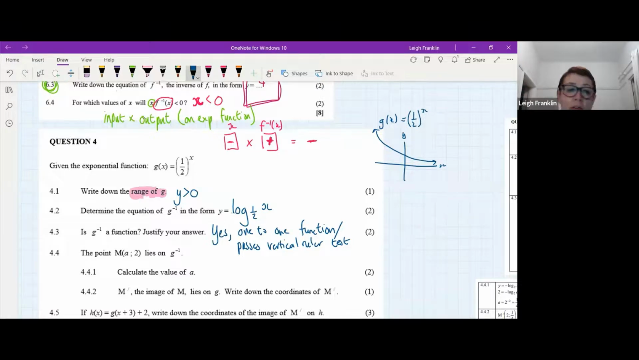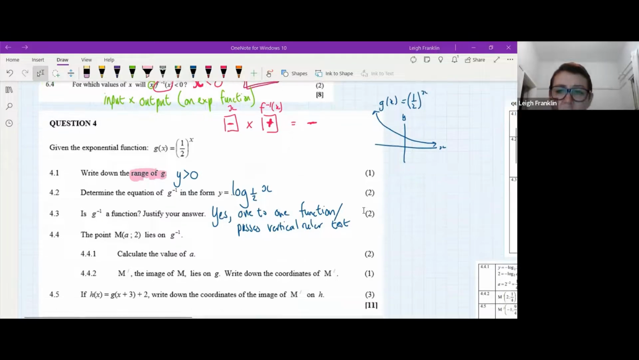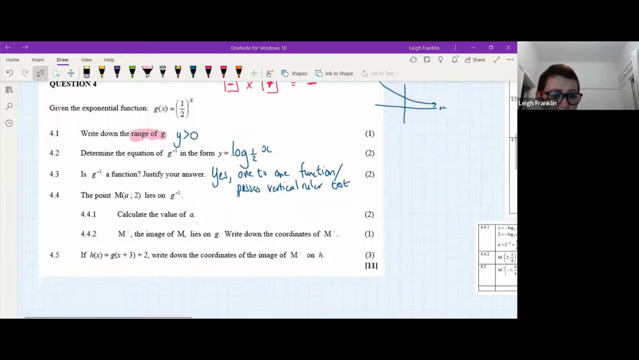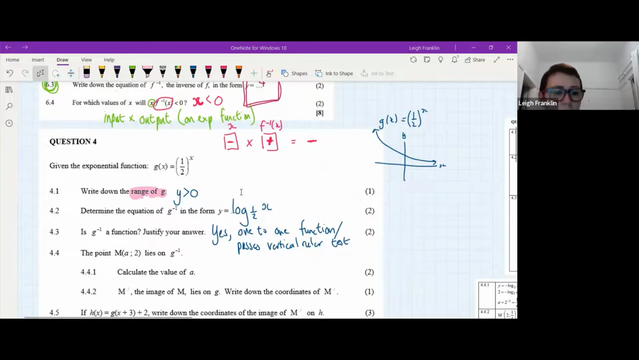All right, now look at this, guys. The graph is not sketched, right? And now they're asking us questions about it. That's really, really difficult because we have to imagine what it is that they're asking us about, which I think is why it's nice to have it sketched here on the side. So now they've told us we have this point M(a; 2), and it lies on the inverse.